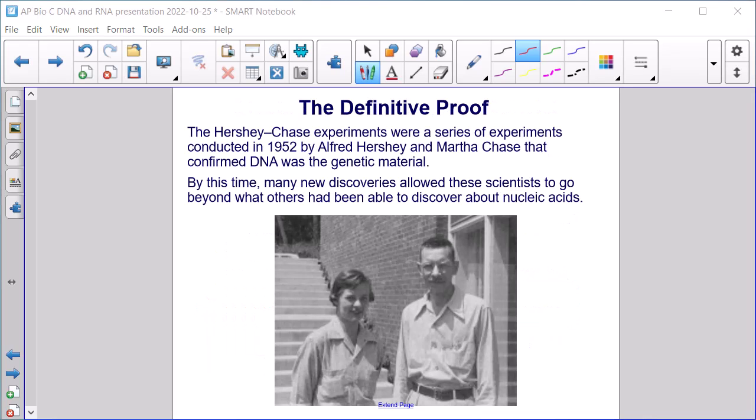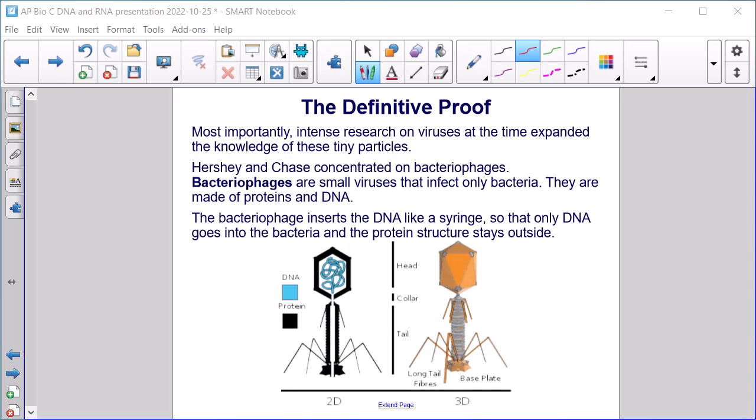The definitive proof. The Hershey-Chase experiments were a series of experiments conducted in 1952 by Alfred Hershey and Martha Chase that confirmed DNA was the genetic material. By this time, many new discoveries allowed these scientists to go beyond what others had been able to discover about nucleic acids. Most importantly, intense research on viruses at the time expanded the knowledge of these tiny particles.